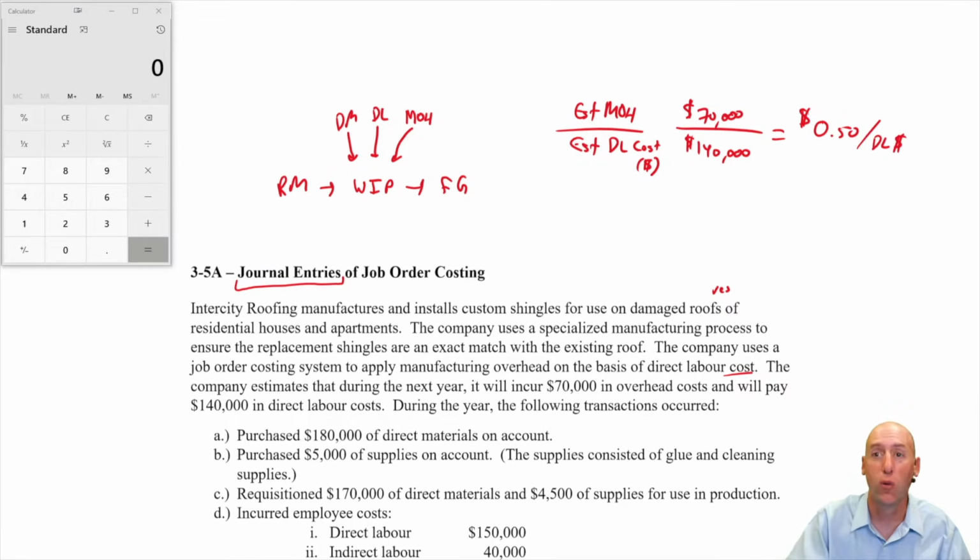Remember, this is an overhead rate. So our overhead rate is for every dollar we spend on labor, we're going to spend 50 cents on overhead. That's our guess. That's what we're applying overhead, right? That's our estimate for overhead. Okay, reading on.